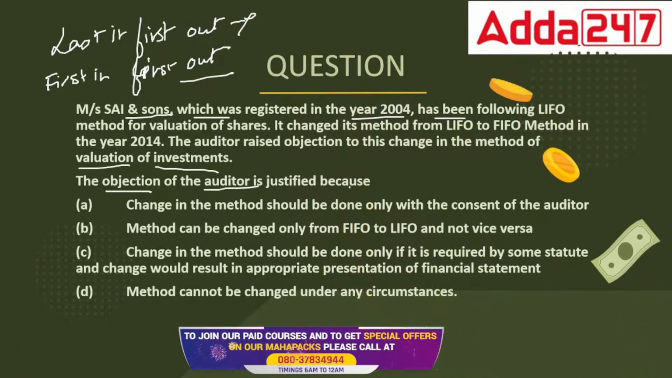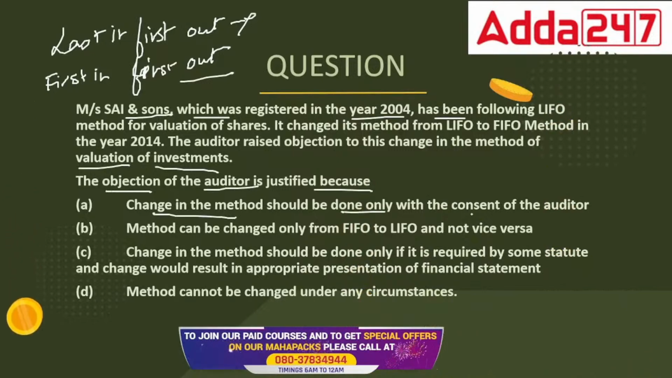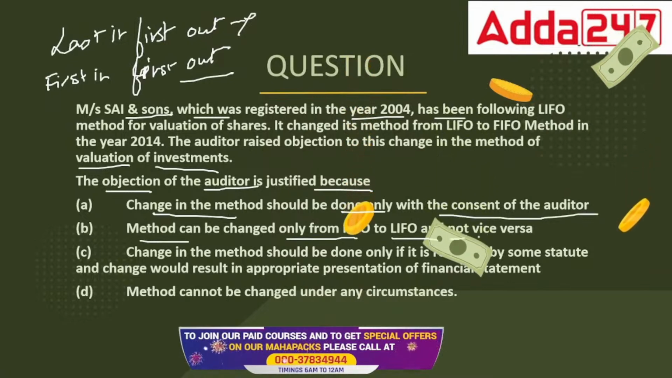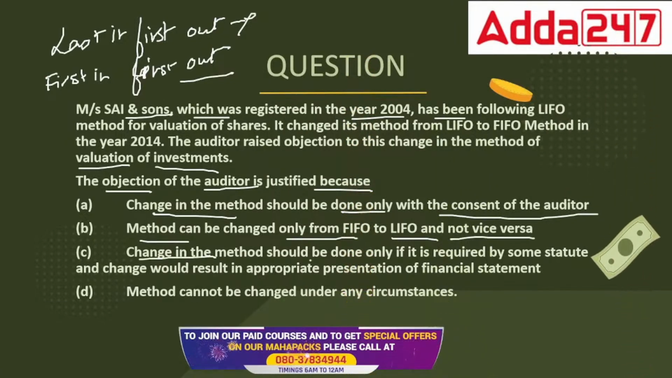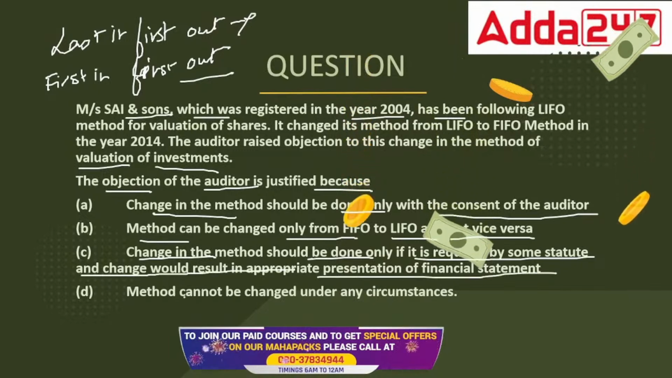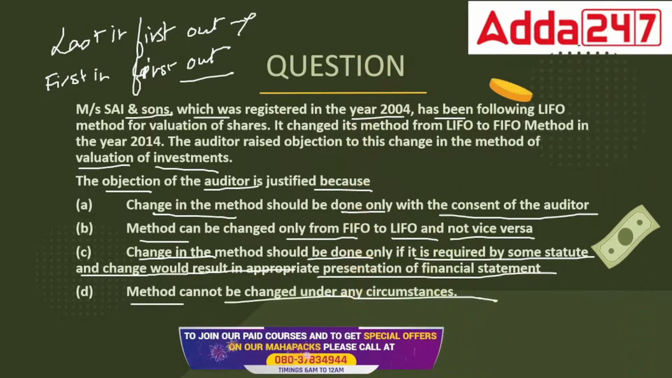The objection of the auditor is justified because change in method should be done only with the consent of the auditor. Change in method should be done only if it is required by some statute, or the change would result in appropriate presentation of financial statements, or the method cannot be changed under any circumstances. D is completely wrong. There is nothing wrong in changing the methods. Always remember, you want to change the methods, you can, but you need to know what the methods are which are duly acceptable.